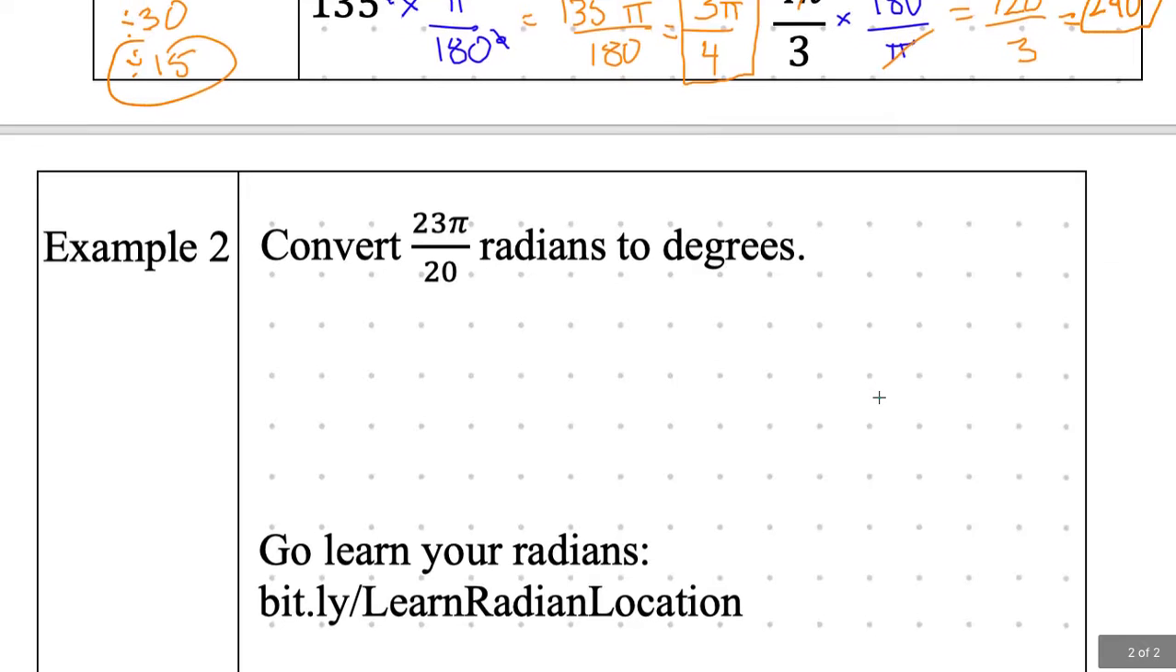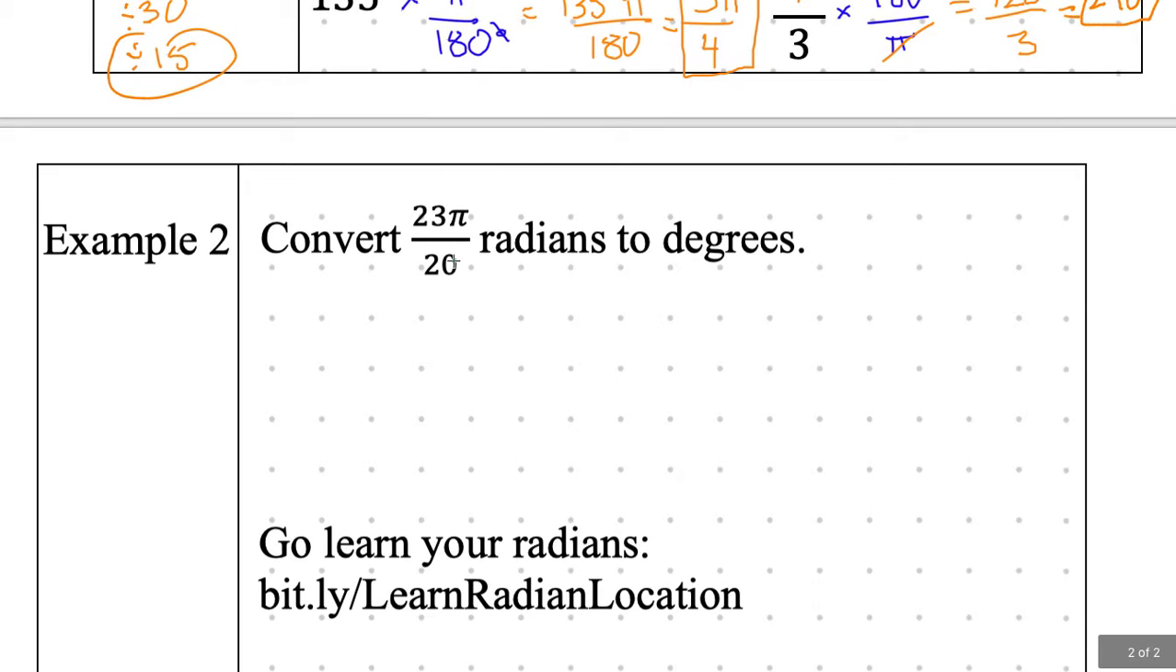All right. They give you kind of a weird angle here. Go and convert this one now. Write it out. 23 pi radians over 20. I'm going to multiply that by what? 180 degrees divided by pi. You cancel out the pis. Good job, Chris.